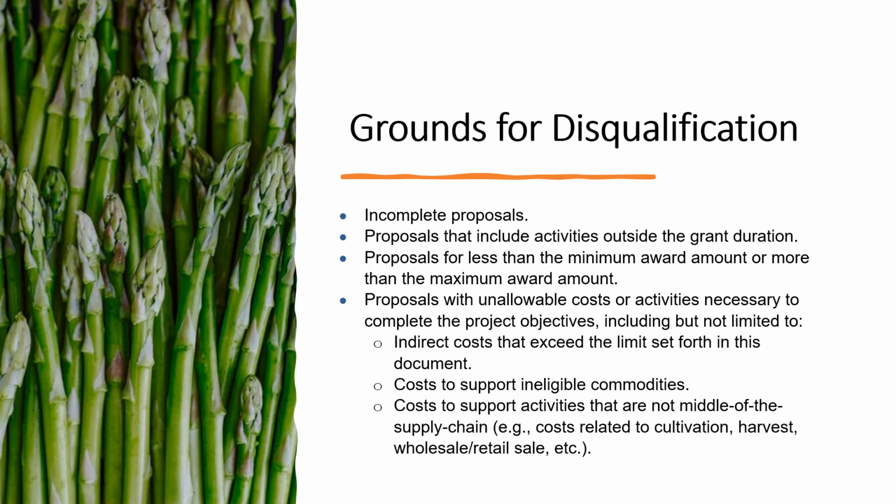Proposals with unallowable costs or activities necessary to complete the project objectives, including, but not limited to, indirect costs that exceed the limit set forth in this document, costs to support ineligible commodities, costs to support activities that are not middle of the supply chain, for example, costs related to cultivation, harvest, wholesale, retail sale, etc.